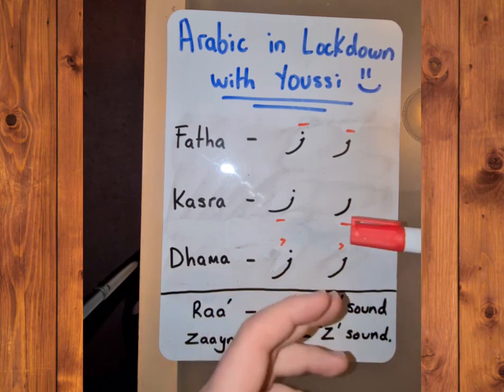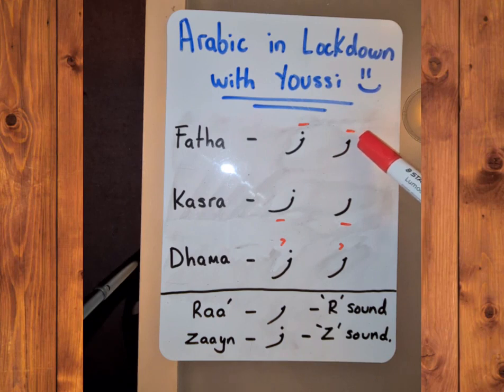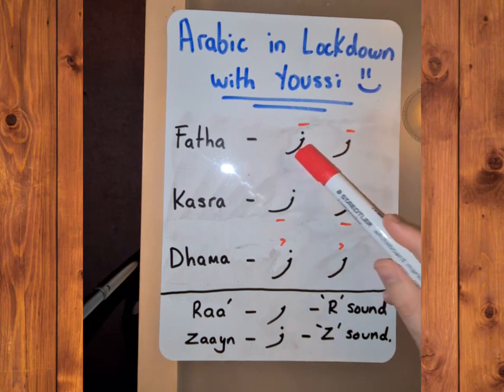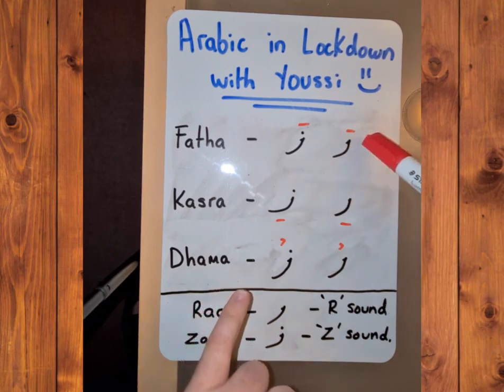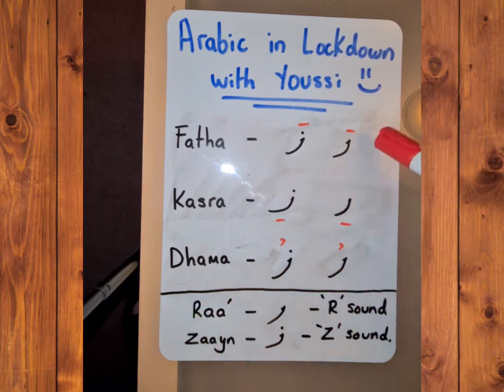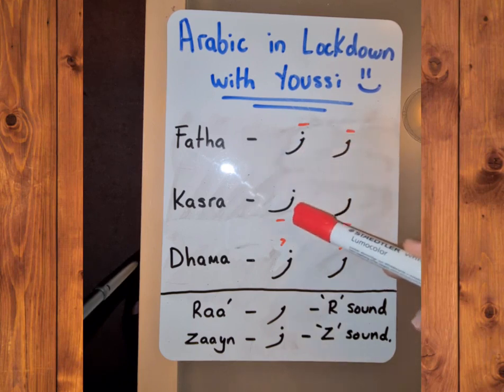Okay, let's do it one more time together. Ra, Za, Ri, Zi, and Ro, Zo. Okay, one more time, and we look at Ra first and then look at Zain. Ra, Ri, Ro, Za, Zi, Zo.